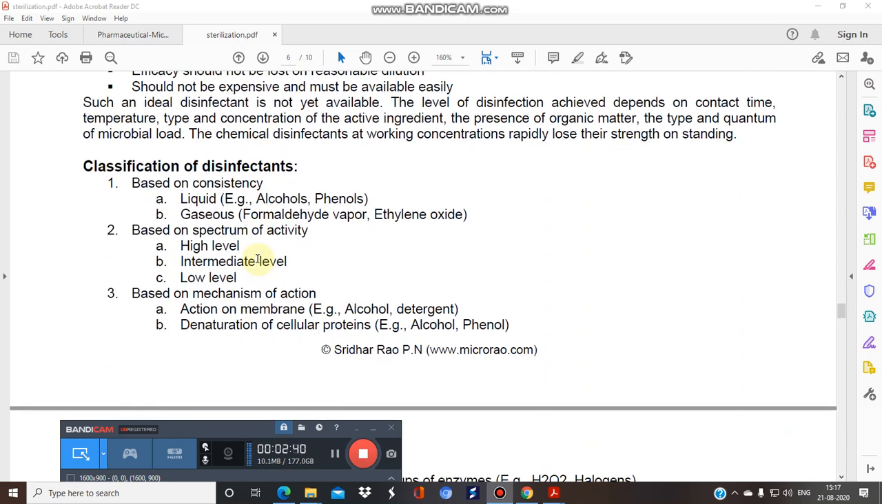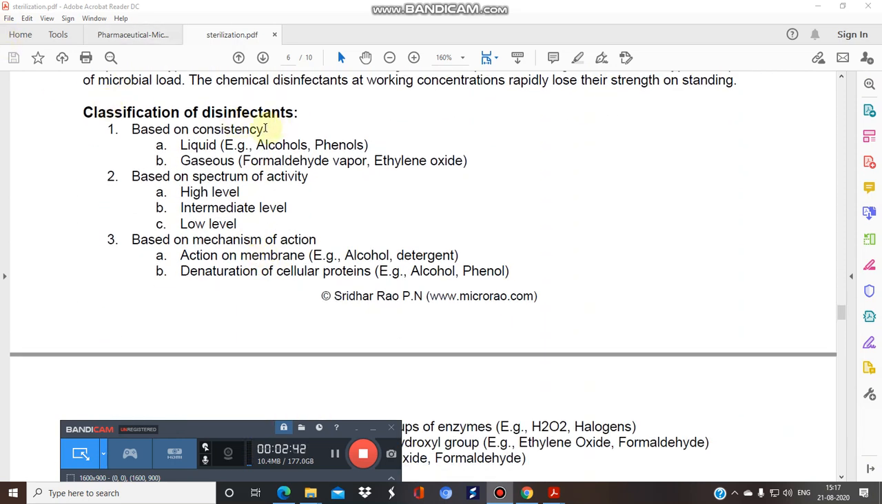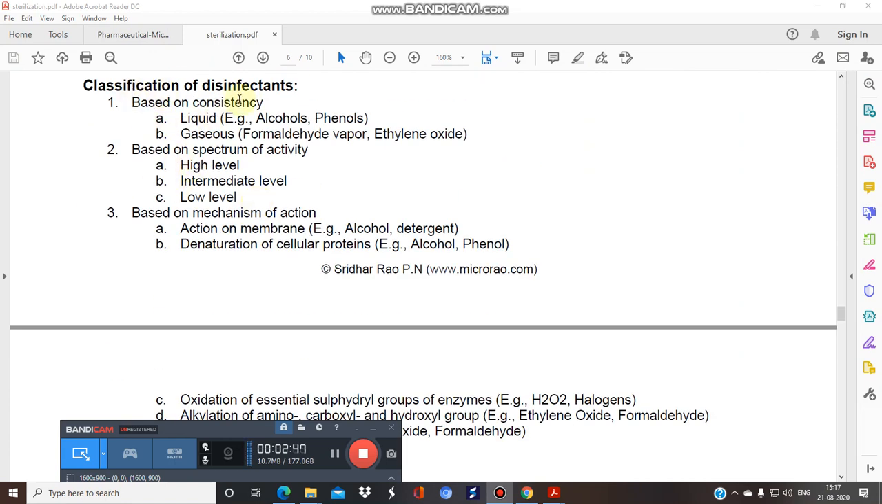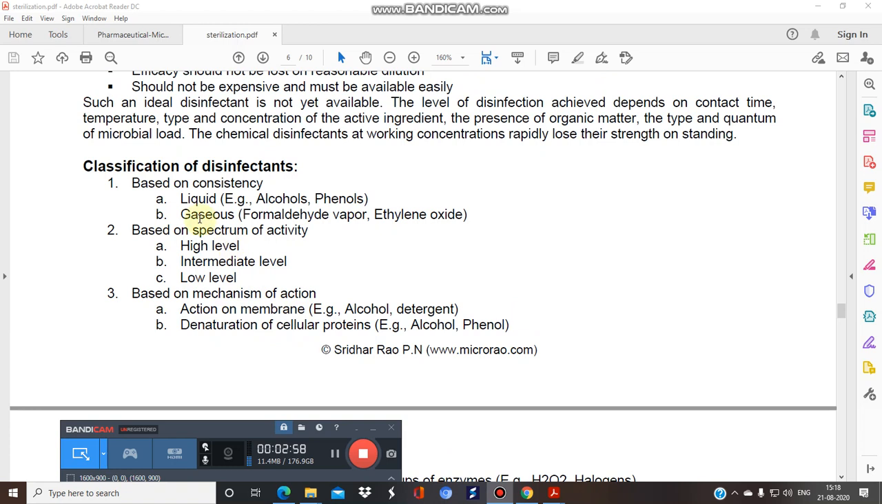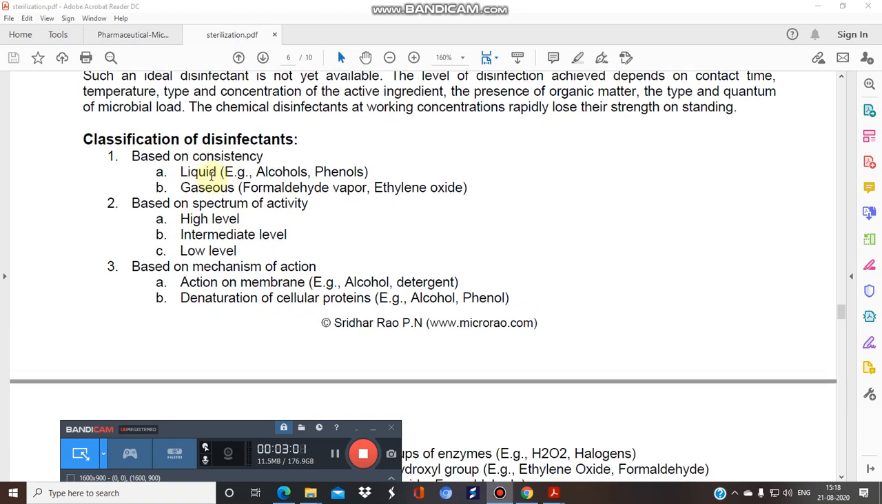Let's start the important component, the classification of disinfectants. It is classified based upon three criteria: consistency, spectrum of activity, and mechanism of action. Based upon consistency, it is divided into two: liquid and gaseous. In liquid we have alcohols and phenols, which we widely use as disinfectant agents. In the gaseous we have formaldehyde and ethylene oxide.